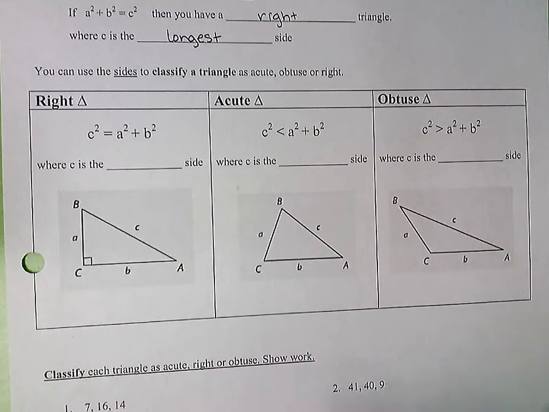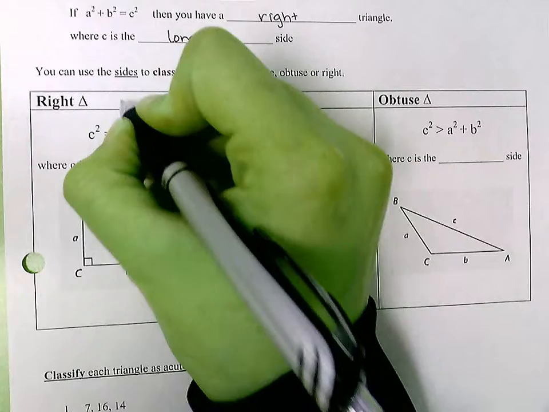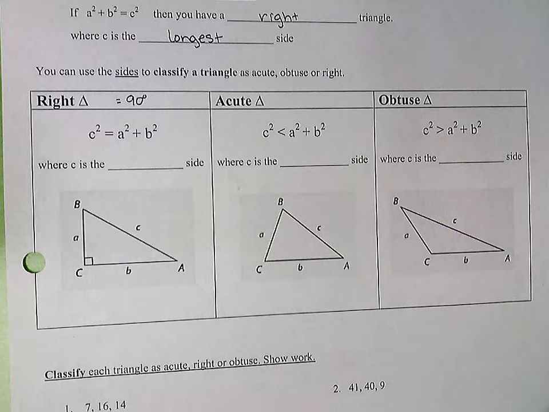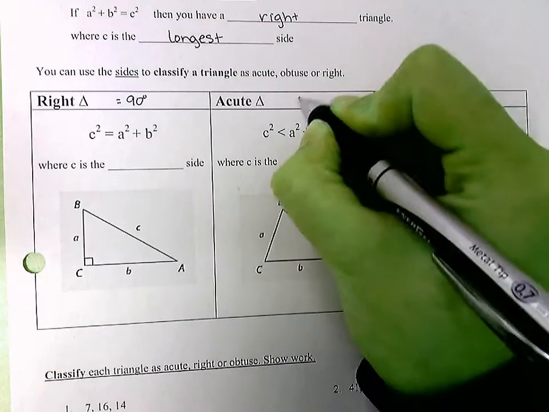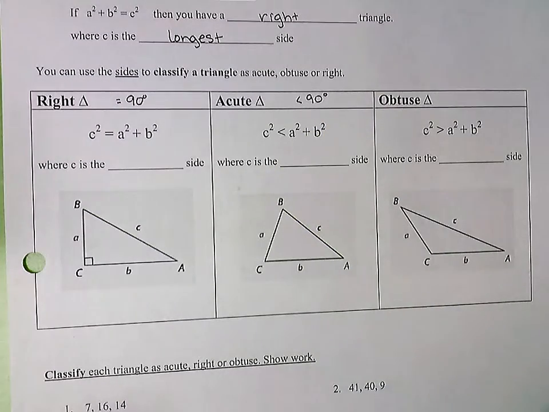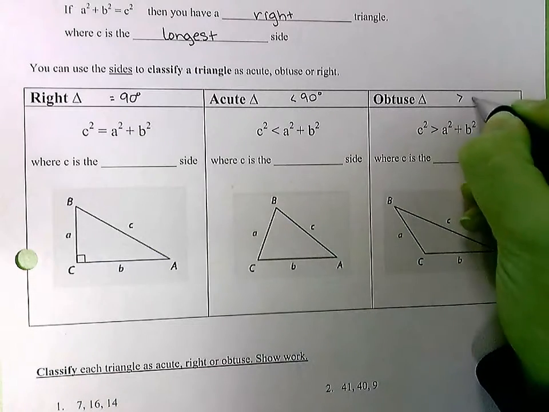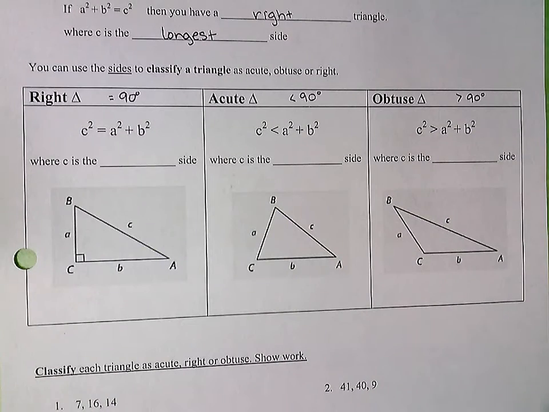So in my chart here, for a right triangle, if you have one angle that is 90 degrees, one angle is equal to 90 degrees. For an acute triangle, all of your angles are less than 90 degrees. For an obtuse triangle, you have one angle that is greater than 90 degrees. So those are the different types of classifications. We went over that before with our angles.